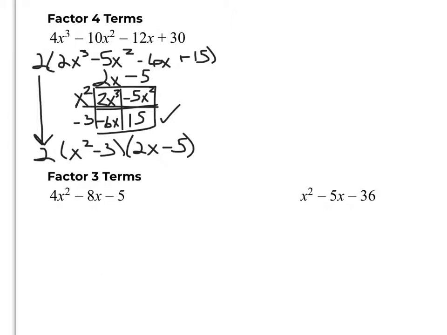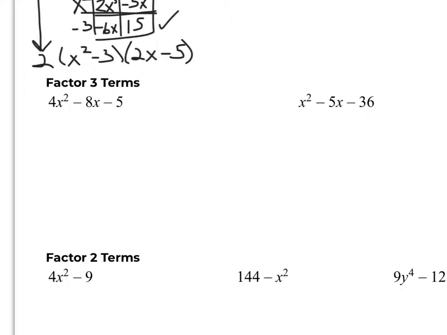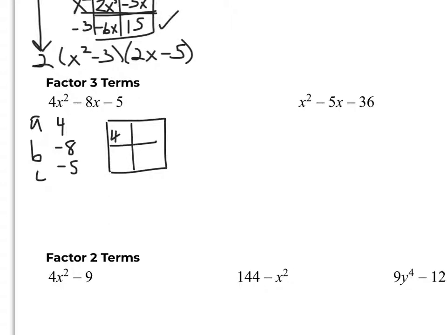When we get to 3 terms, we're going to force it to be 4 terms by using the x box. So our first step for that was A, B, C for negative 8, negative 5. First term, first box. So that's 4x squared. Last term, last box, negative 5. And we multiply those, which gives me negative 20. So what two numbers multiply to negative 20? And then B goes at the bottom. And add to negative 8. And that's going to be negative 10, positive 2. So negative 10x and 2x.